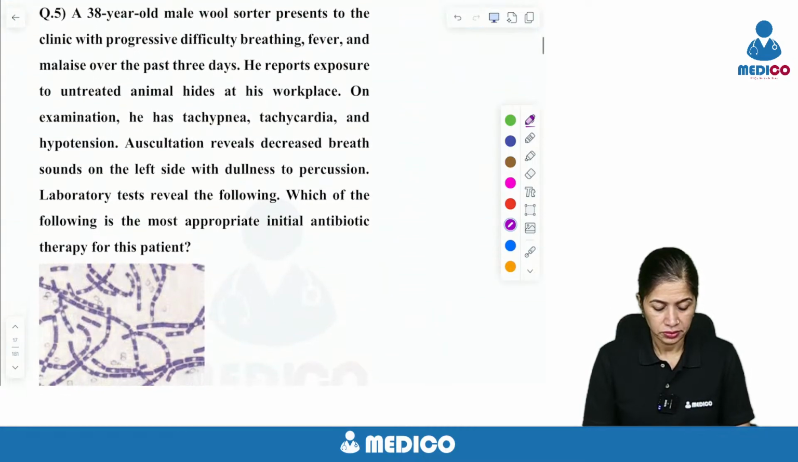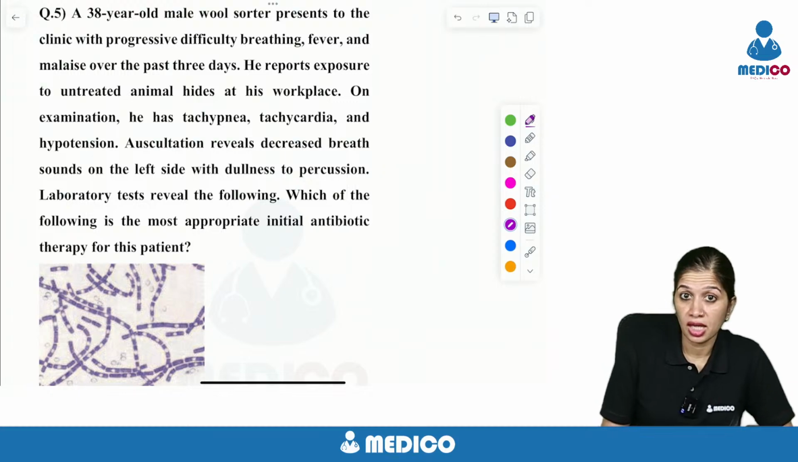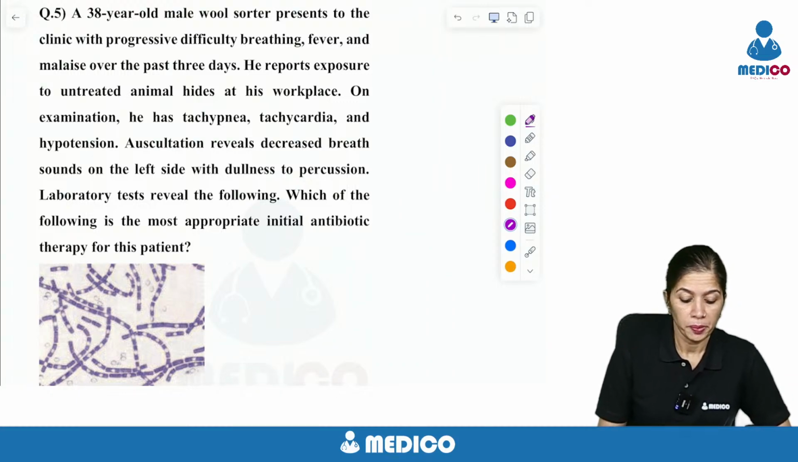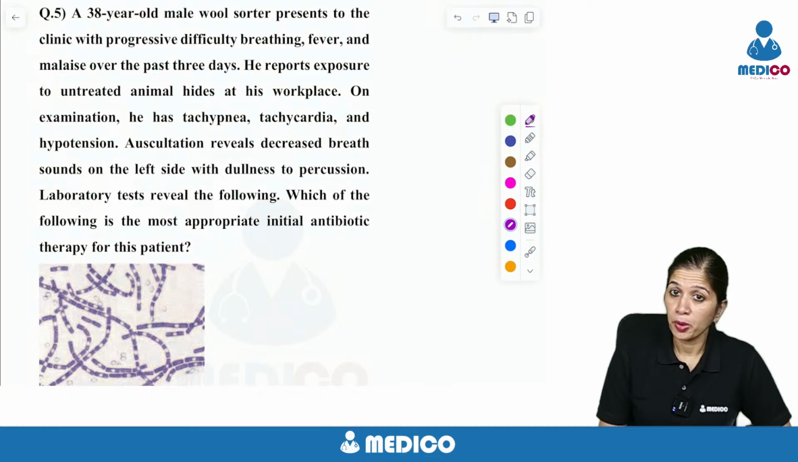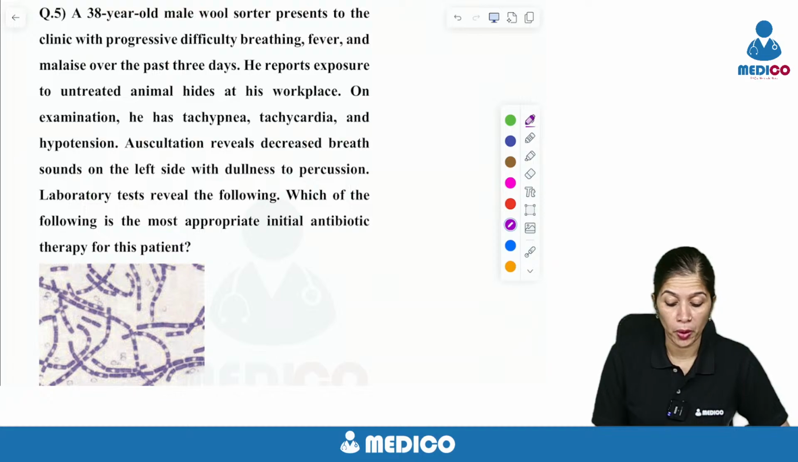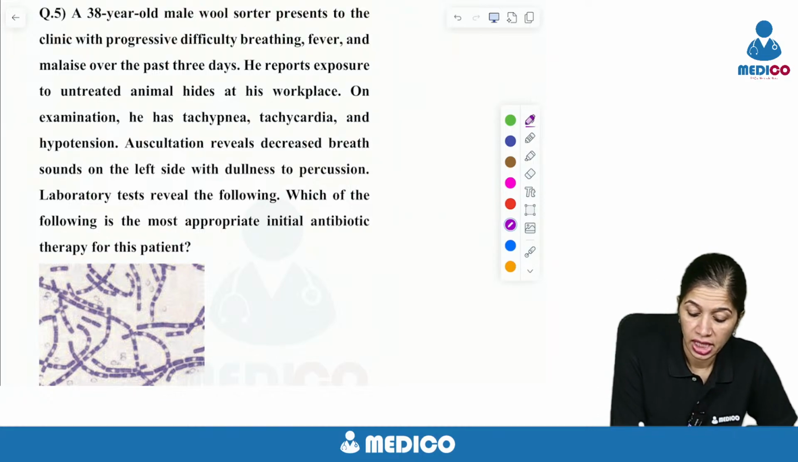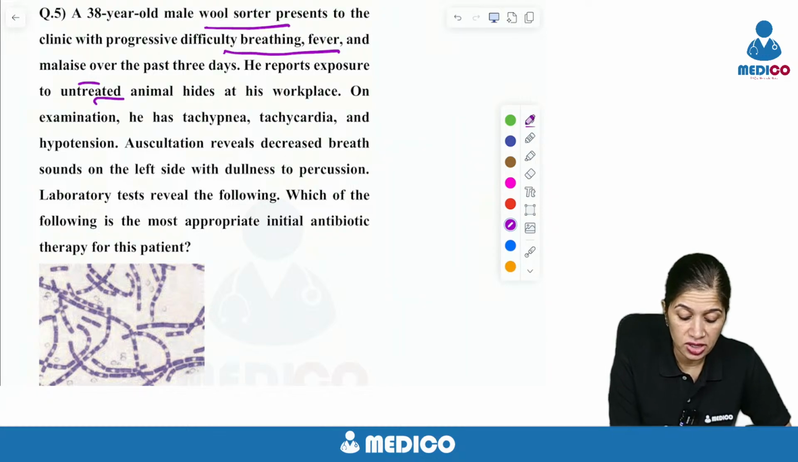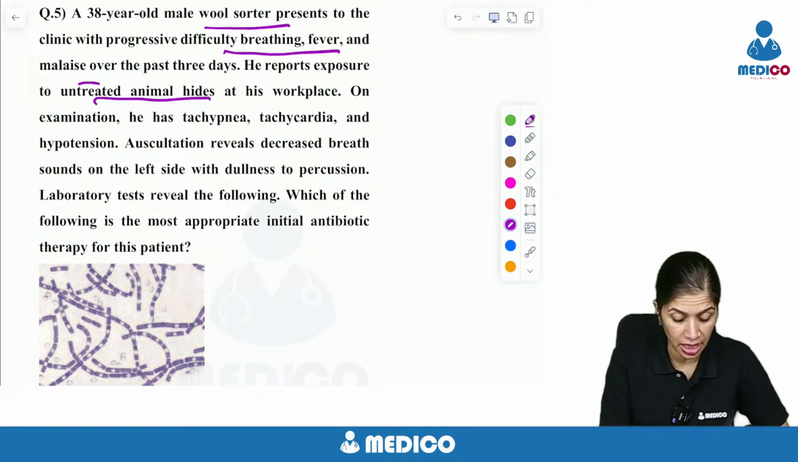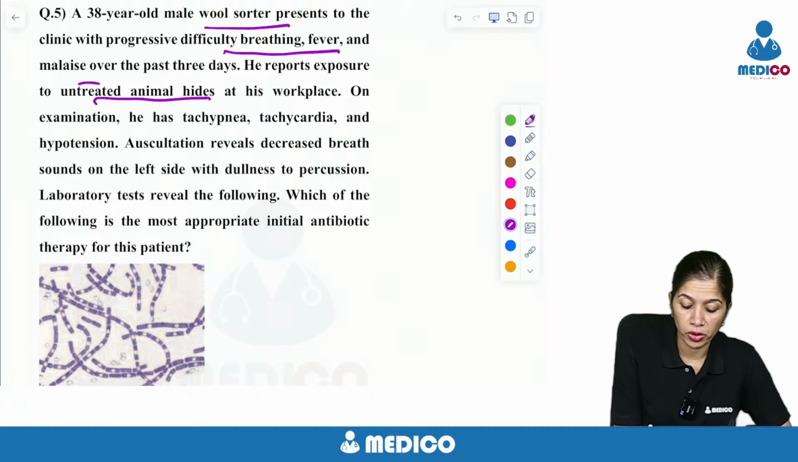Then, the next question. A 38-year-old male wool sorter presents to the clinic with progressive difficulty in breathing, fever and malaise over the past 3 days. He reports exposure to untreated animal hides at his workplace. A number of pointers for this question. They have said that he is a wool sorter. He's got some symptoms like breathing difficulty, malaise and all that. And he gives a history of coming in contact with untreated animal hides.